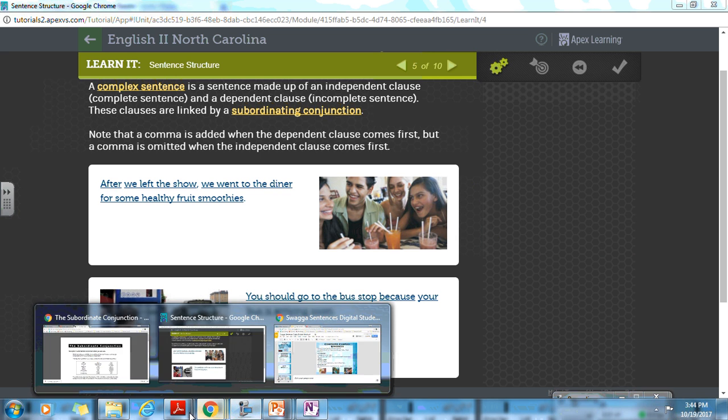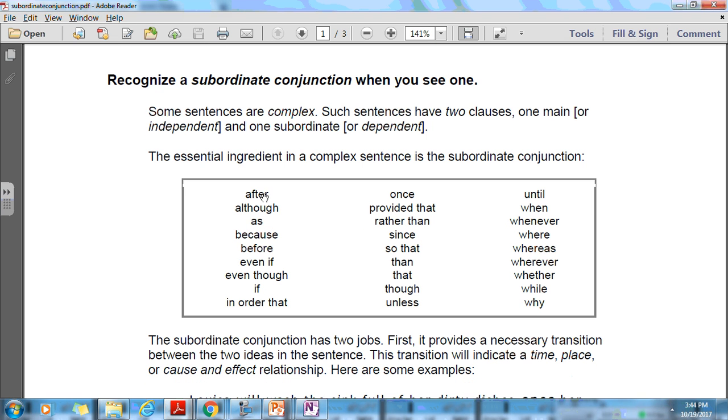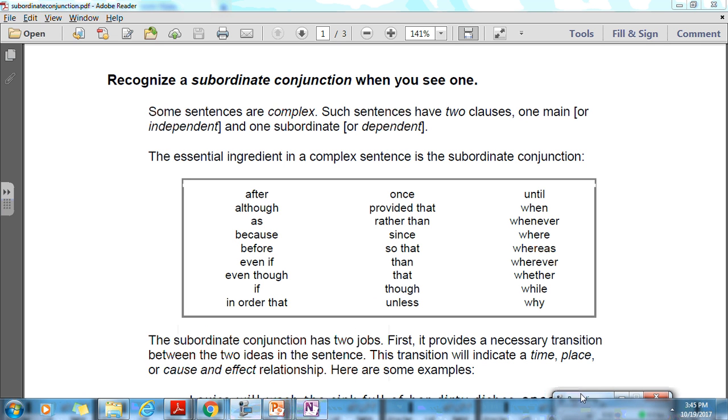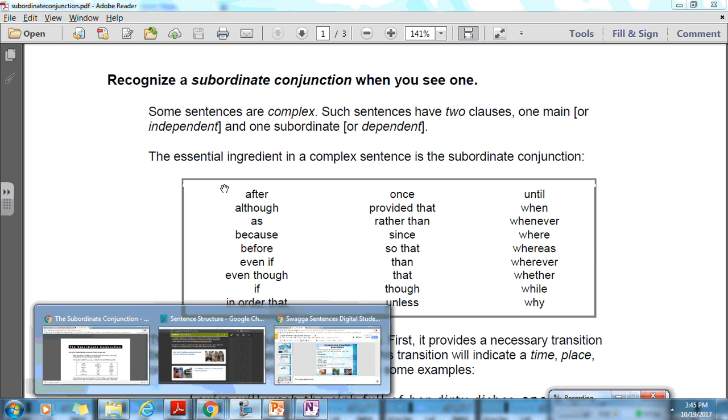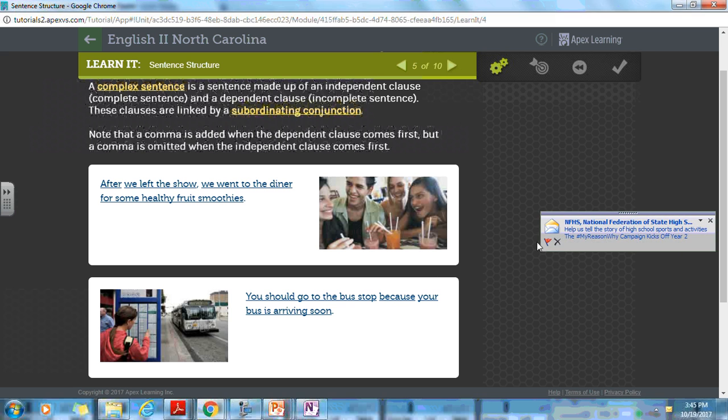Let's take a minute and look at some subordinating conjunctions. You want to be able to recognize the subordinate conjunction when you see one. The essential ingredient to every complex sentence is these subordinate conjunctions. So take a second and write down this list of subordinate conjunctions. The easiest way that you can recognize a complex sentence is if you look for one of these subordinate conjunctions that will start that sentence.